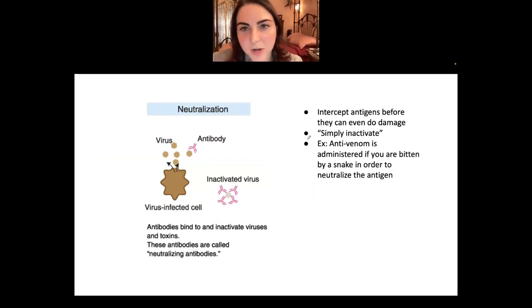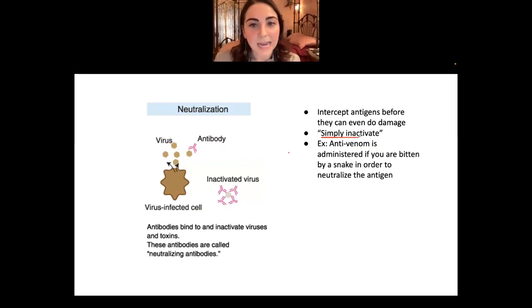This is what I was just mentioning, going into a little bit more detail. So neutralization in general, you're just intercepting the antigens before they do anything. So I put here, you're simply inactivating. You're not actually killing anything. You're just inactivating it. You're not letting it do what it's trying to do.